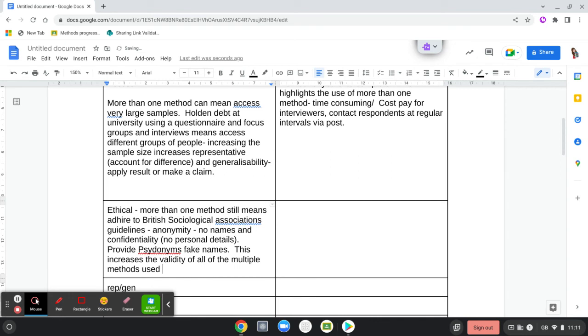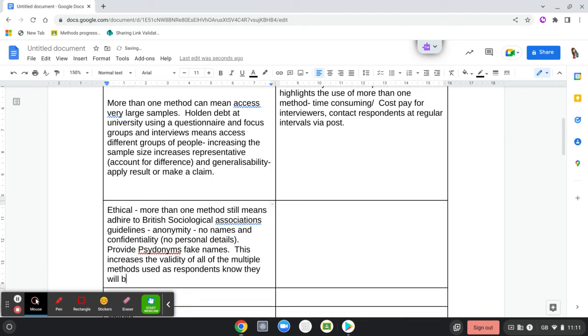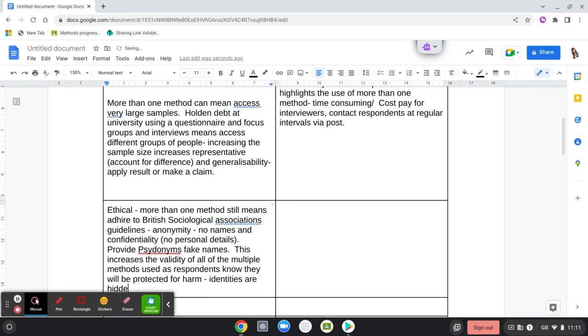See how I'm trying to push it back round to my same normal structure, because you've seen quite a few of these. But this increases the validity of the multiple methods used, to keep trying to reference the question, as respondents know they will be protected from harm as their identities are hidden. So we've got those ones.